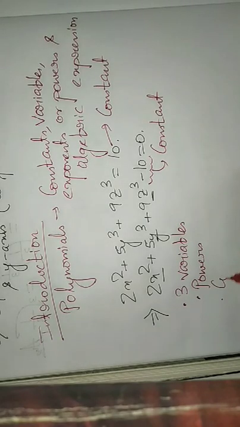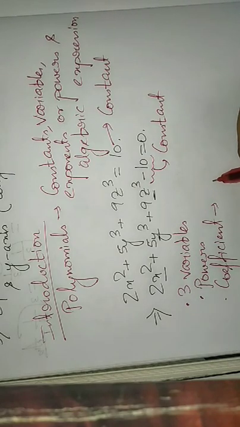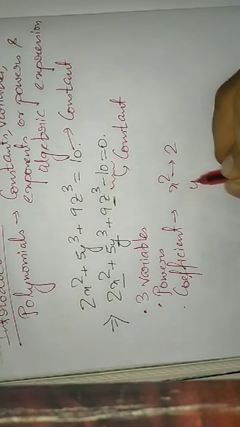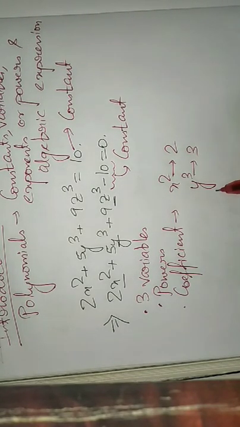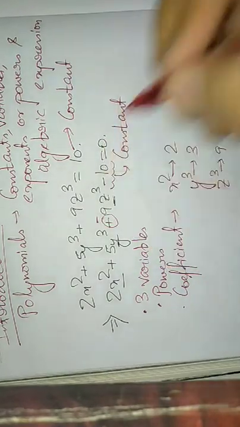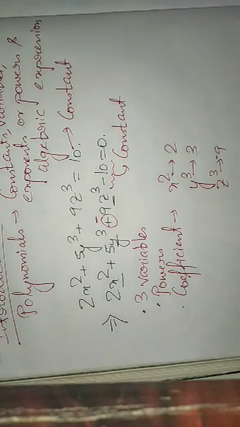Okay, next was the coefficient. So the coefficient of x square is 2, the coefficient of y cube is 5 and the coefficient of z cube is 9. If this would have been minus 9z cube, then the coefficient of z cube would have been minus 9. So I hope you people can recall it. Okay, so let's start with the concepts. Now we will be talking about the linear equation and its concepts.